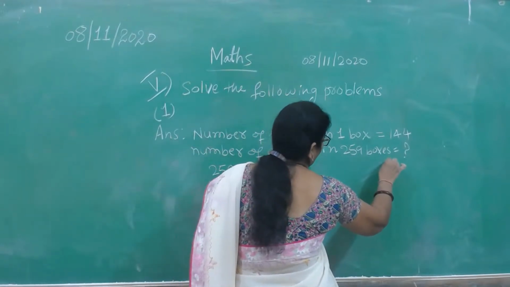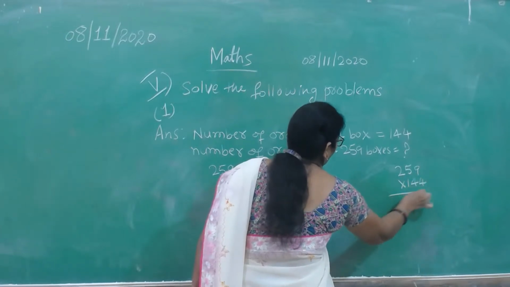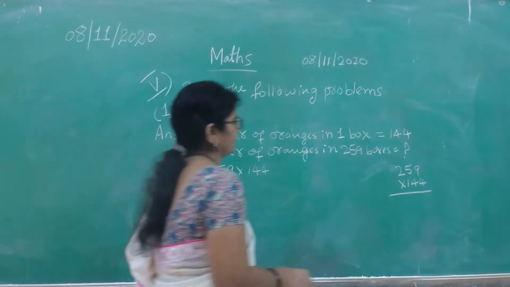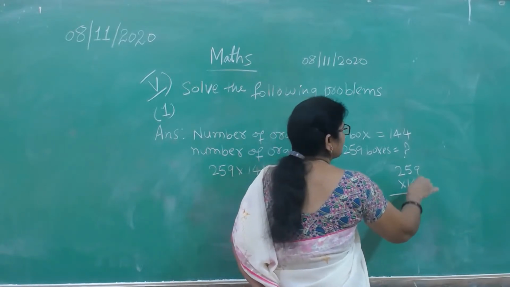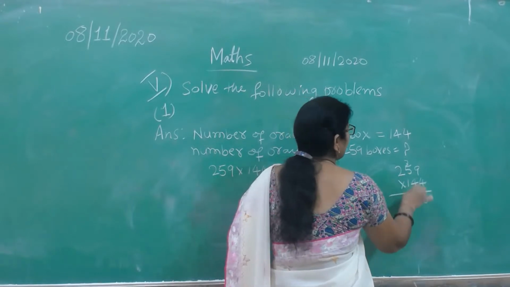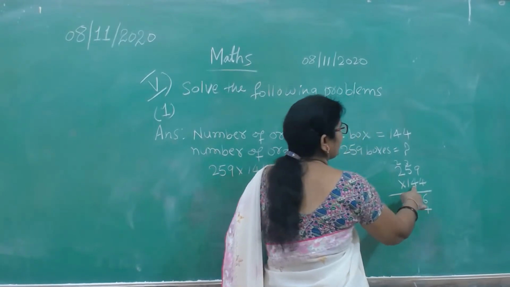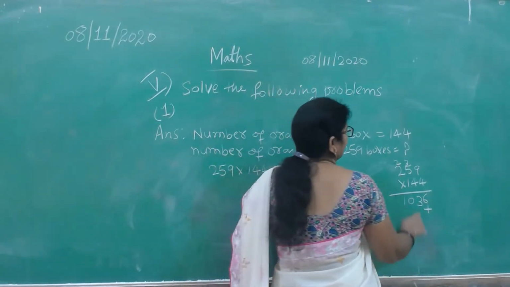Here, on the right side, you have to multiply 259 into 144. Here there are three digits. First you take the unit place number, that is 4. 4 nines are 36. Carry 3. 4 fives are 20 plus 3, 23. 4 twos are 8, 9, 10. Then here also 4 is there. In the second row, the same number becomes the unit place. 4 nines are 36.